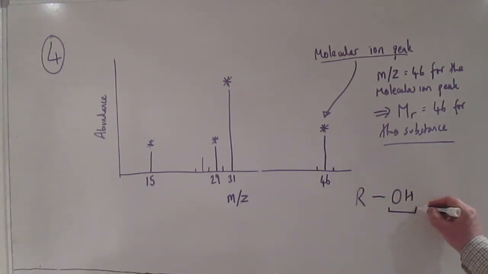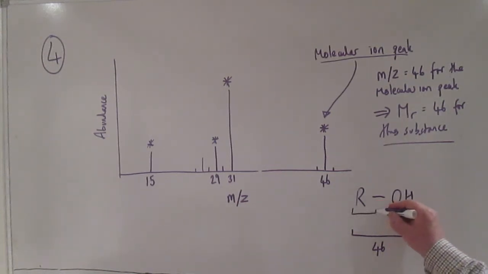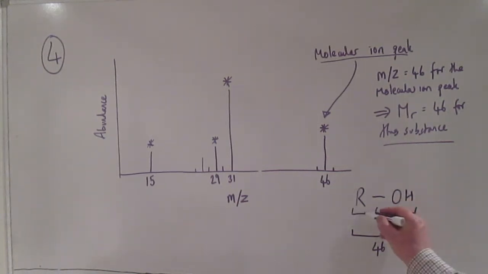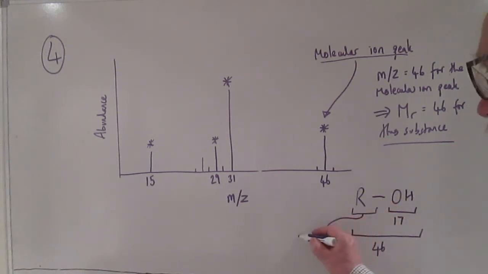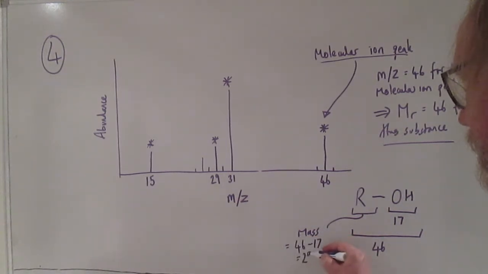And so you can easily work out what the mass of the R group is, because you know that OH has a mass of 17, and you know that the whole thing has a mass of 46. And so you can work out that the R group, whatever the organic group is, has a relative mass equal to 46 minus 17, which is 29. So then you have to think, right, what could that be?